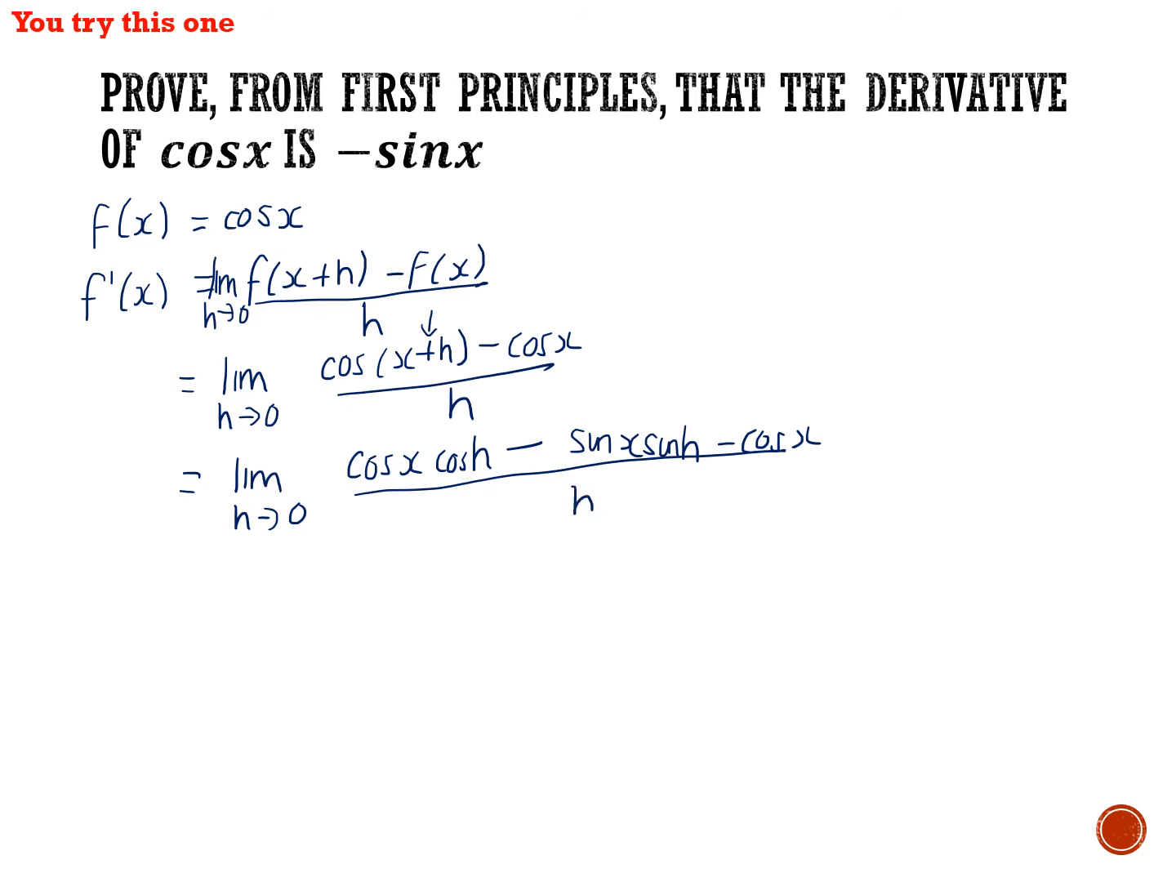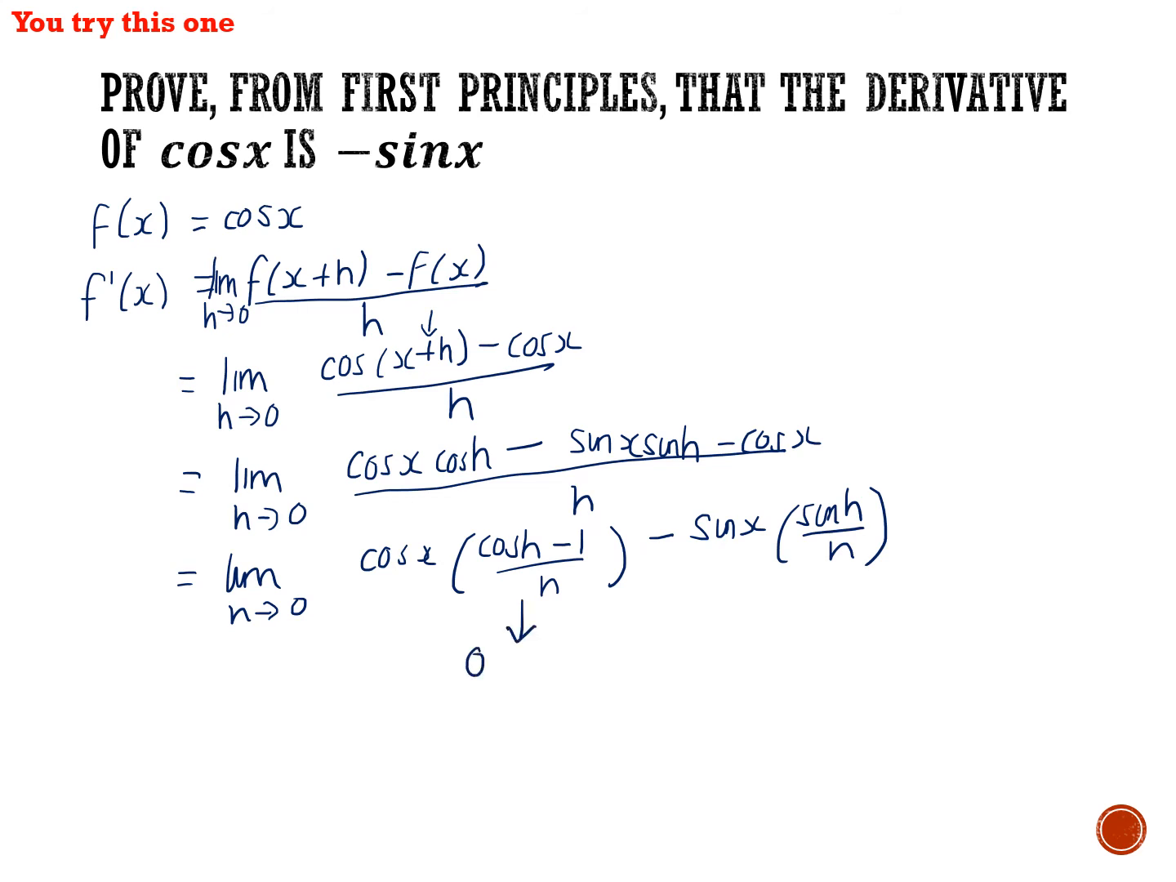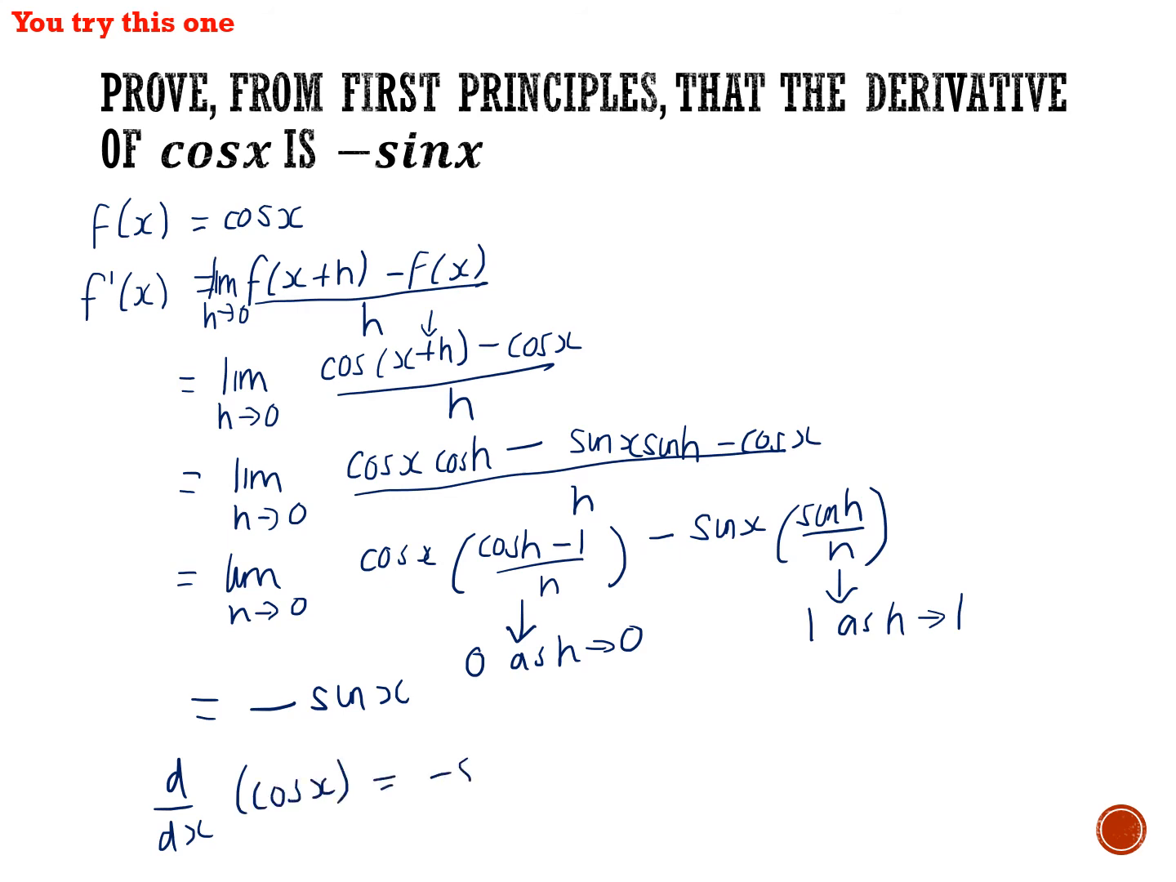Okay, sorry, that's a little bit of factorising. So this time take out the cos x and I get (cos h minus 1) over h, and then take out the sin x and I get (sin h) over h. Same as before, this tends to 0 as h tends to 0. This tends to 1 as h tends to 0. So what do we end up with? Minus sin x. Okay, so the derivative of cos x is minus sin x.